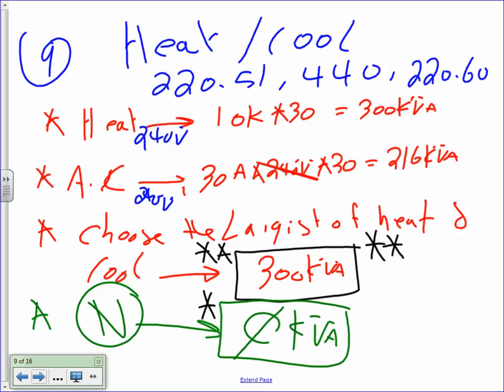If you guys understand the load calculation, now it will be easier in the commercial industrial. We'll repeat the same thing as we move forward. Any question about step number 9? Why the neutral is 0?